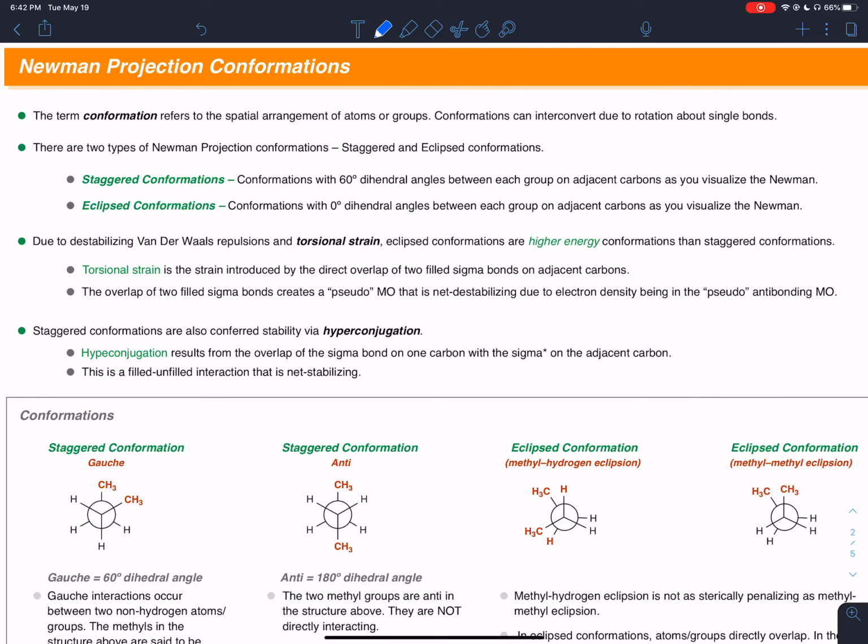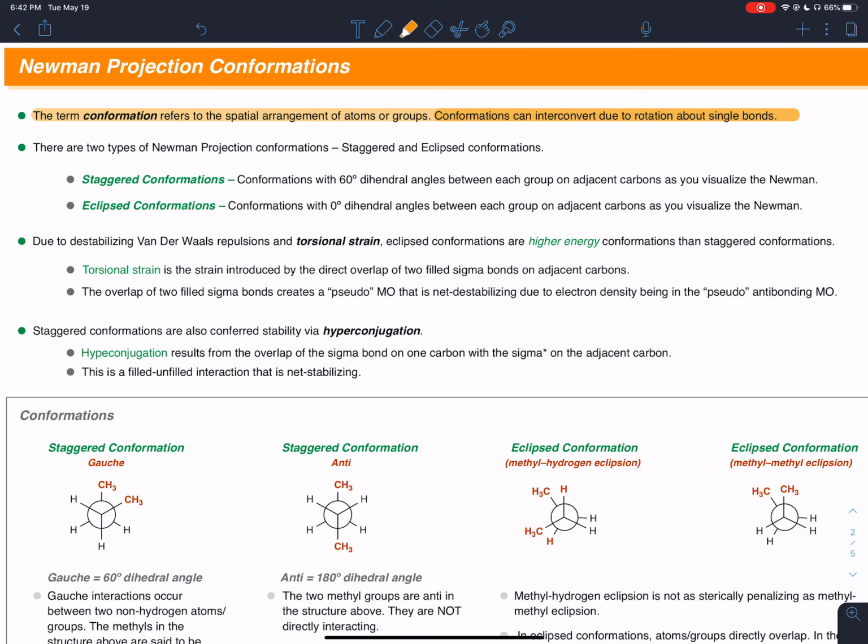Hi everyone, this will be a short video tutorial on just an introduction to Newman conformations. The term conformation refers to the spatial arrangement of atoms or groups in a structure about a carbon-carbon bond if we are talking about Newman projections, okay? These conformations can interconvert because of that rotation about the front and the back carbon of a Newman projection.